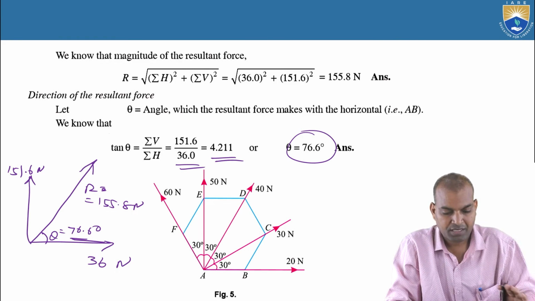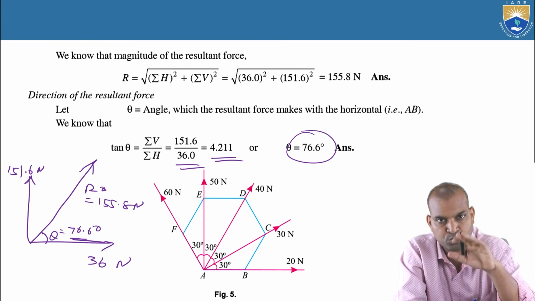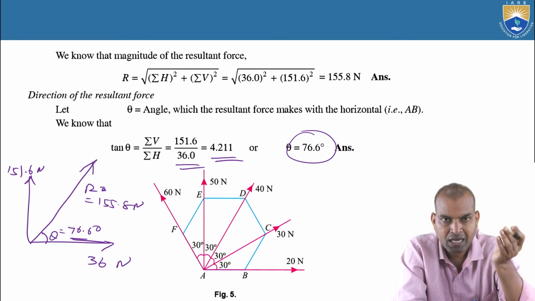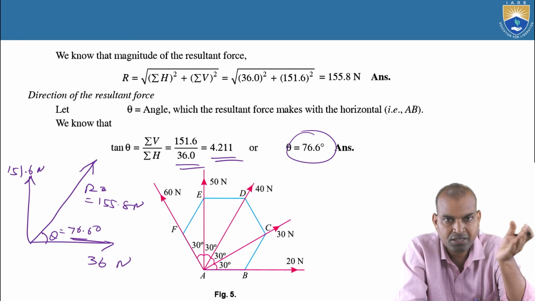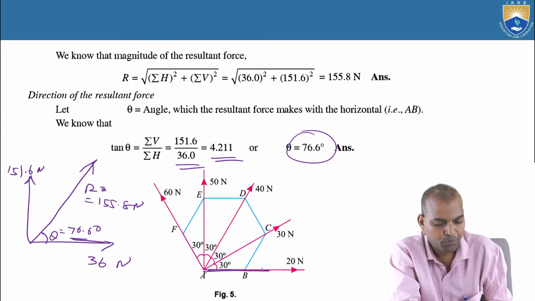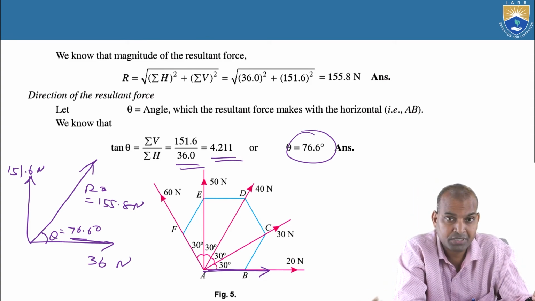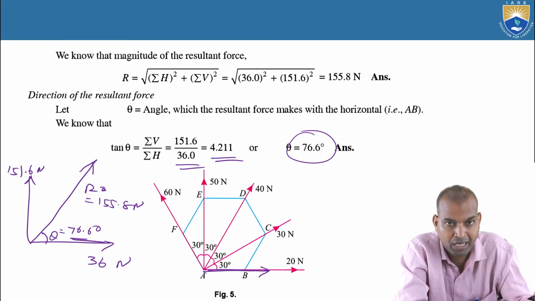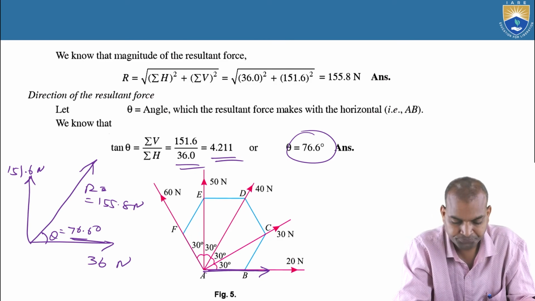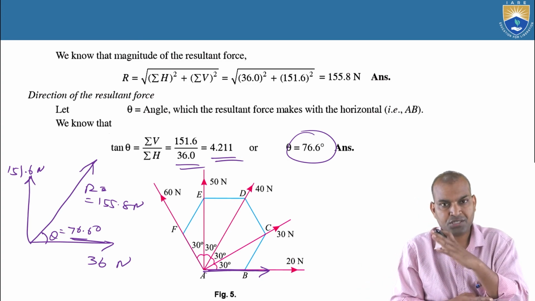So in this problem, we solved with two methods. One is we resolved as it is, both vertical and horizontal components. In the second method, we considered all force components acting with respect to AB, the positive x direction, all cosine terms, and the vertical components in all sine terms. That resultant has the value 155.8 newtons. So beautiful engineering, here it is: 20 newtons, 30 newtons, 40, 50, 60.